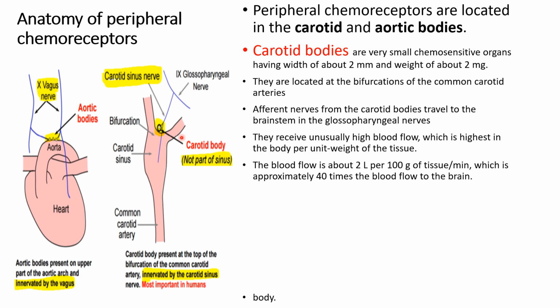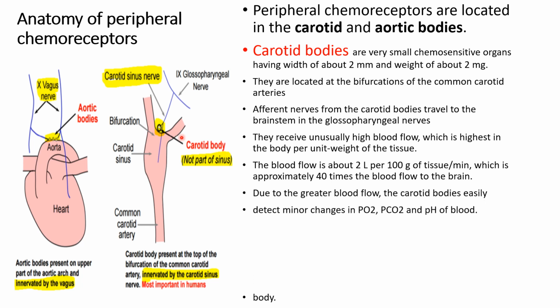So because of the amount of blood flowing per minute, it can access even a very small decrease in partial pressure of oxygen. Whenever there is a decrease in partial pressure of oxygen, even a very small amount, it is sensed by this peripheral chemoreceptor. Due to greater flow, the carotid body easily detects minor changes in not only the partial pressure of oxygen, but also the partial pressure of carbon dioxide and pH.